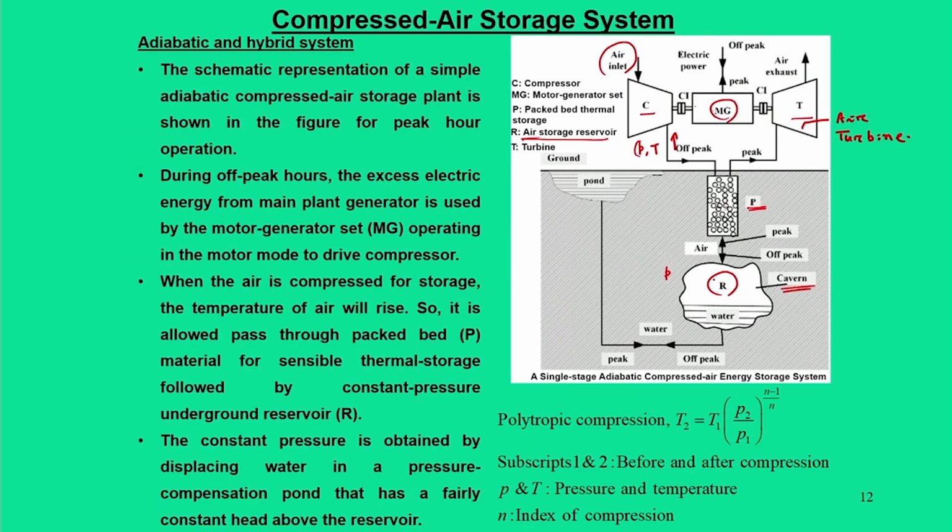Now, during the discharge phase or during peak demand, we allow this MG set, that is the motor generator set, to operate in turbine mode. It means that compressor mode is switched off and we start the discharging mode. Through this process the compressed air, by virtue of its own pressure, again passes through this packed bed. During this passage, it absorbs the heat which is stored inside the packed bed material, and again its temperature increases.